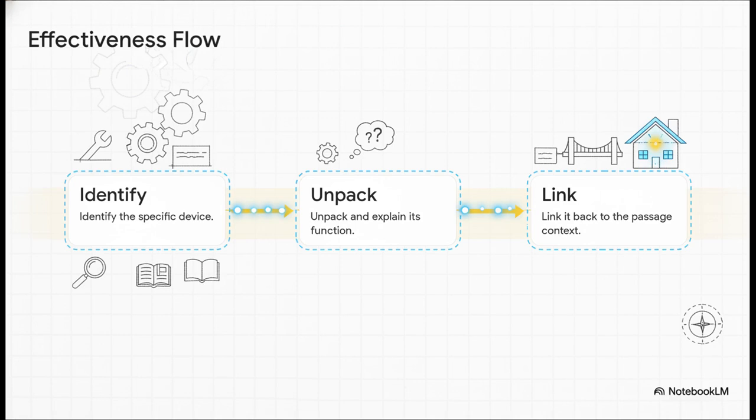Here's another incredibly useful tool. If a question ever asks you about the effectiveness of a figure of speech, just run it right through this flowchart. Step 1. Name the specific device. Step 2. Explain exactly how it functions. Is it comparative? Is it structural? And step 3, which is by far the most critical step, you must link it back and reflect on its effectiveness within the specific context of the passage. Do not just give the examiner a textbook definition.